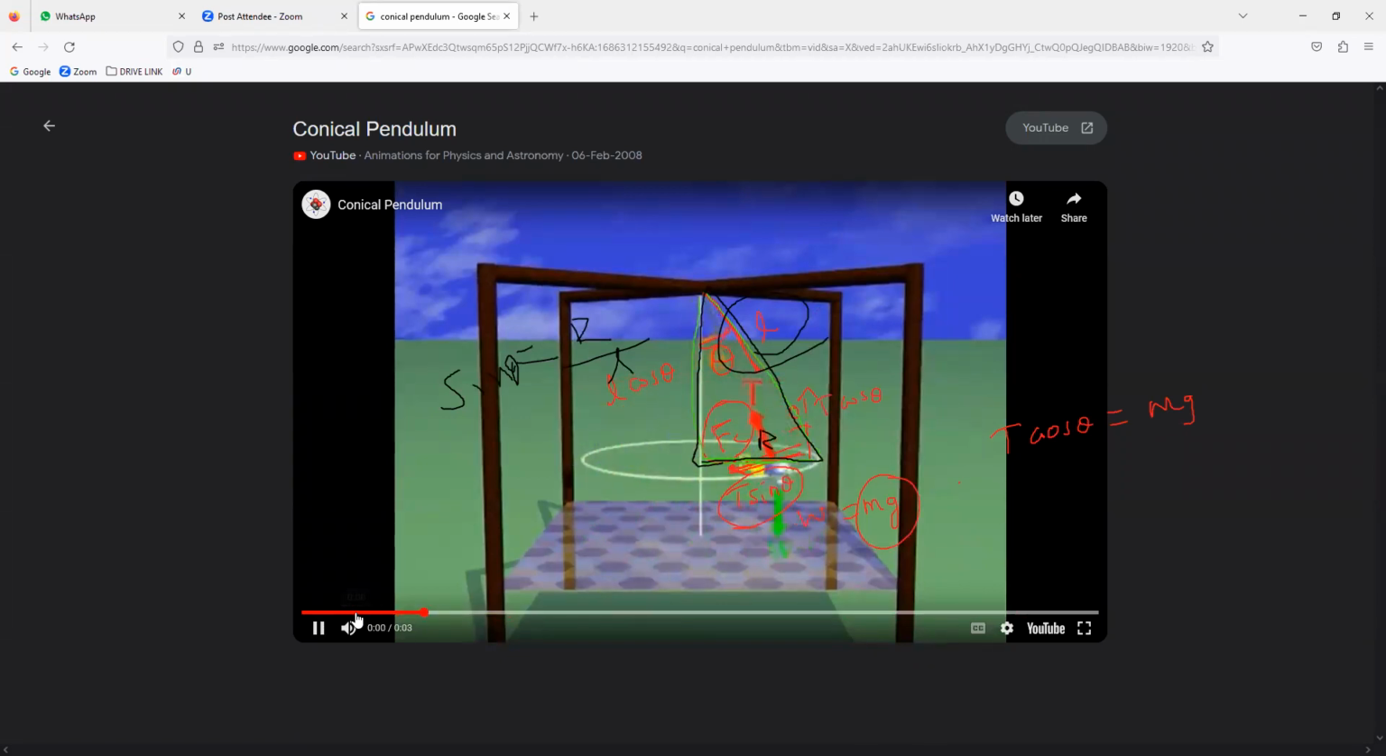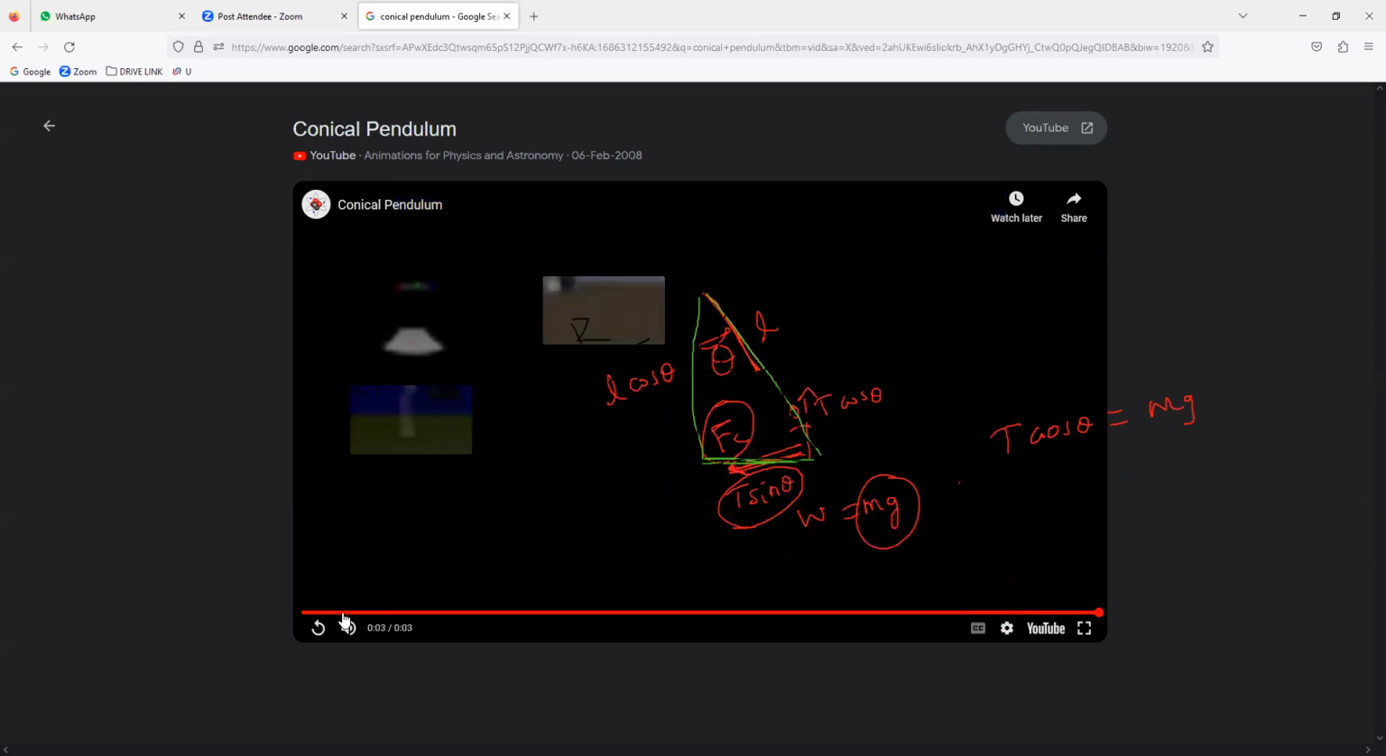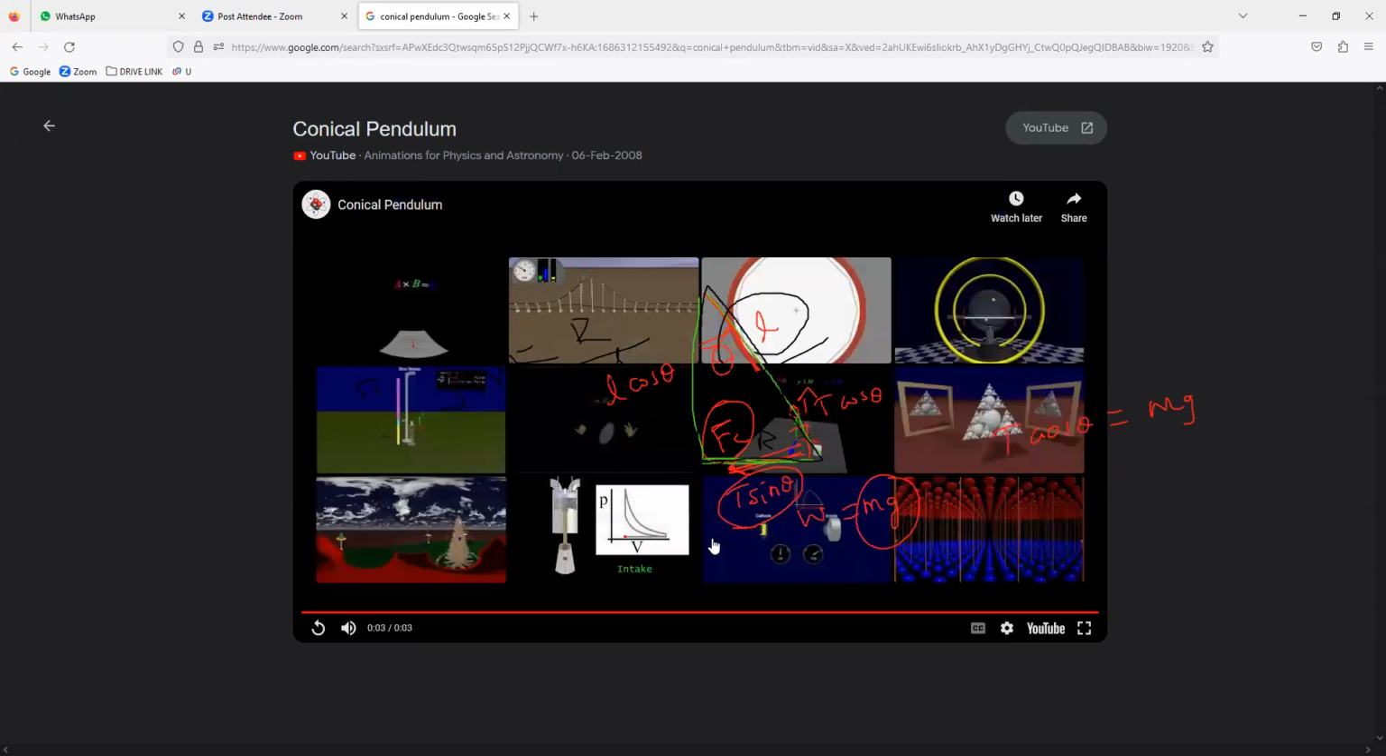Okay. All three things, have you noticed them? At every point, the centripetal acceleration acts towards the center. Every point it will act towards the center, along the what? Along the radius. That is what is acting. Then you are not at all responding. That's all. I hope everybody is able to understand.